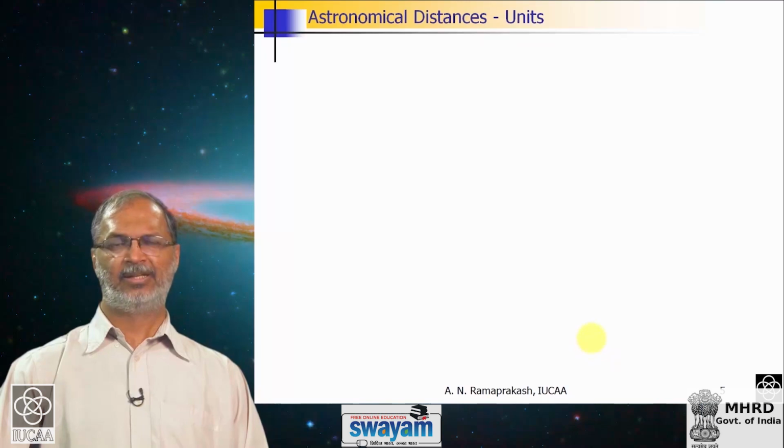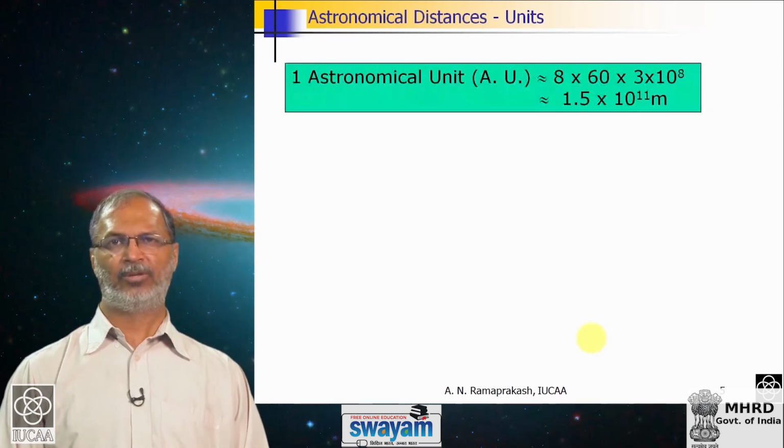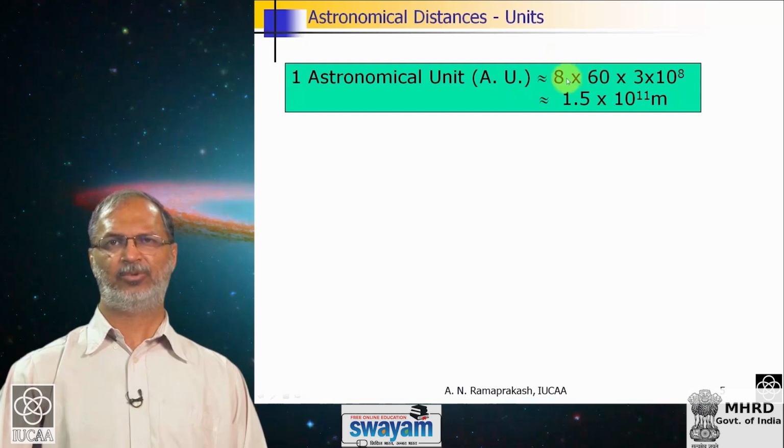Having said that, let us try to understand what kind of distances we are talking about in astronomy, because we said in the beginning that telescopes bring objects closer. So, how far away are these objects, so that we can understand what it means to bring objects closer. We all know that Earth is at a distance from the Sun such that it takes about 8 minutes for the light from the Sun to reach Earth.